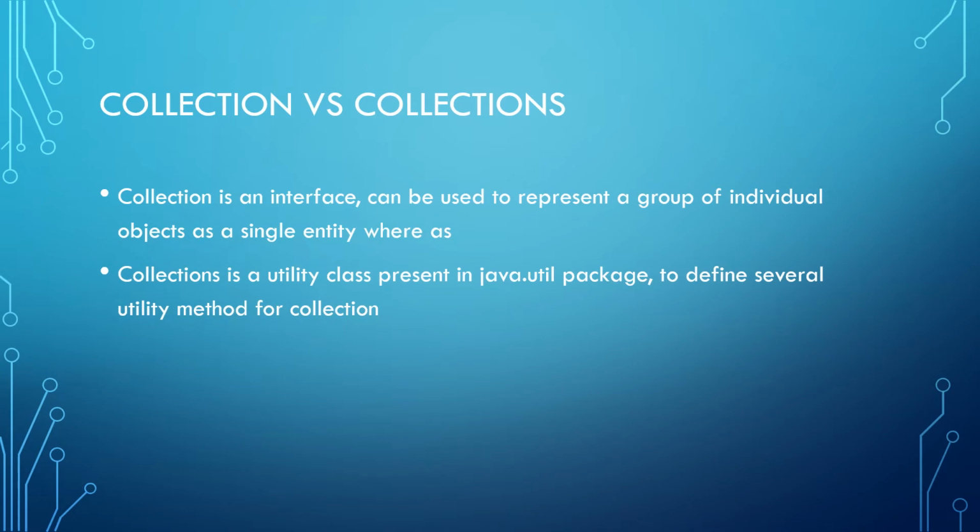Collection versus collections. Collection is an interface which can be used to represent a group of individual objects as a single entity, whereas collections is a utility class present in the util package to define several utility methods for collections. Collection is an interface and collections is a class which provides several methods for performing operations on collections.